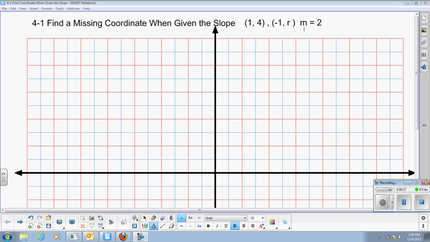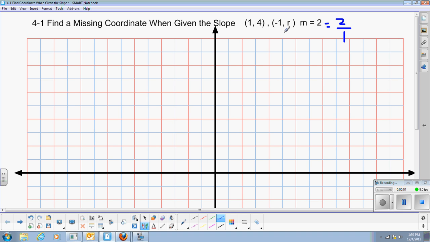So r is the missing coordinate piece. M is what? Yes, m is your slope. And our slope is 2 here. Now, I want to remind you when you see a plain integer like this, what number is actually written underneath the 2, but we haven't written it there? That's correct. That 2 is the same as 2 over 1. And when working with slope, we'll need both numbers, the 2 and over 1.